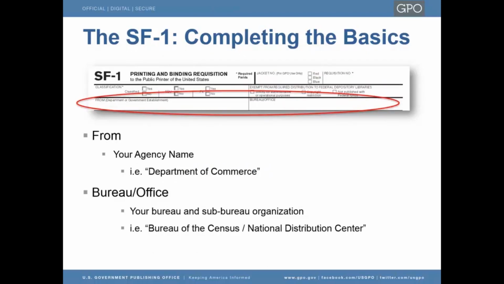In the next fields, from and bureau office, you are identifying the specific department, bureau, and office placing the order. Per our example, the ordering agency would be Department of Commerce, Bureau of the Census at the National Distribution Center. Please be as specific as possible with your submissions.